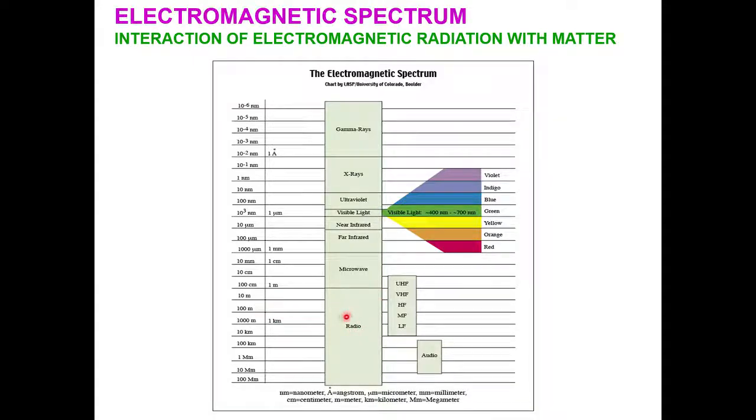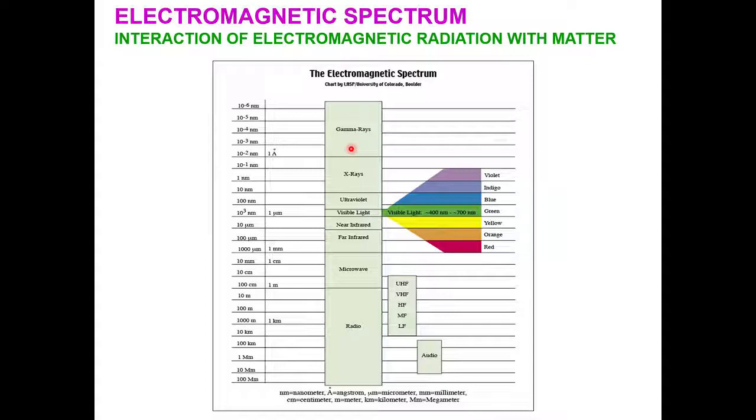And the microwaves and radio waves comprise ultra high frequency, VHF, high frequency, medium frequency, low frequency, etc. And still down the line, from 100 kilometers to 1000 kilometers, it is audio waves. That means the electromagnetic radiation except this part is not visible to us, but it is in existence and they all constitute the same species, differing only in wavelength and frequency.